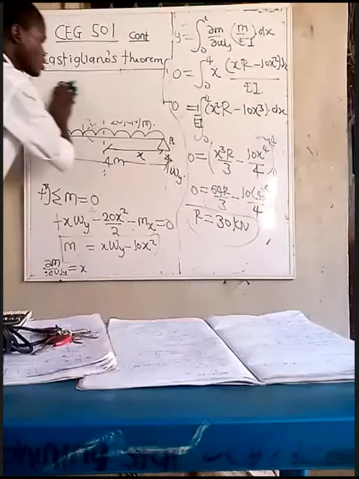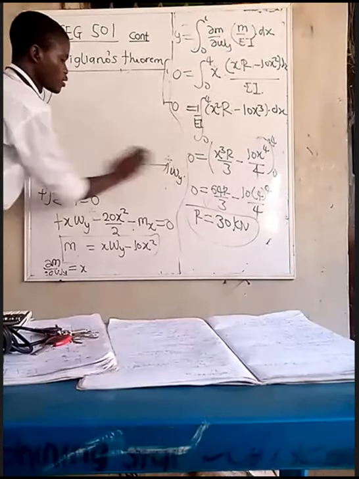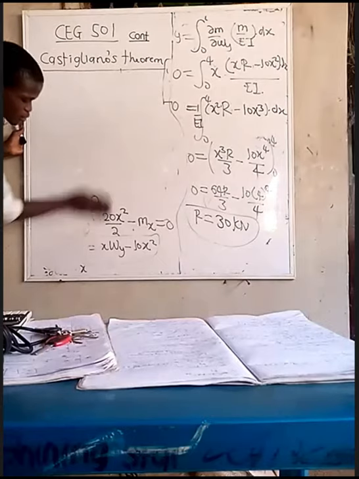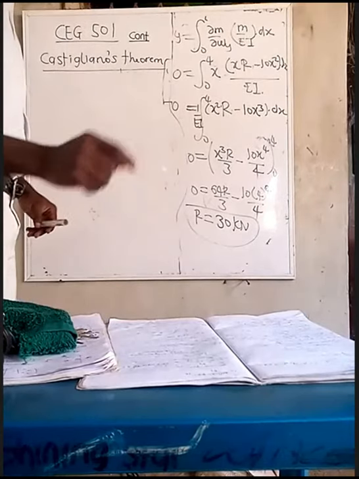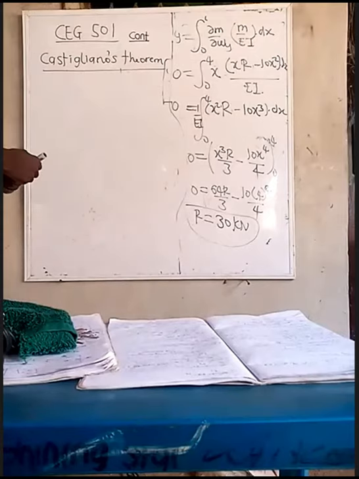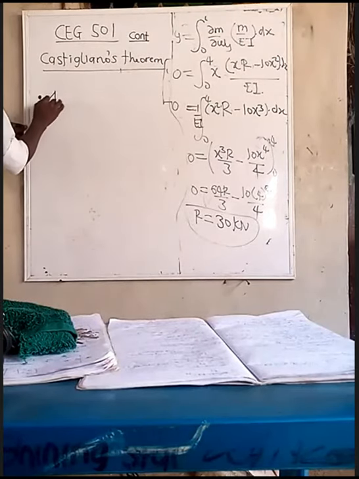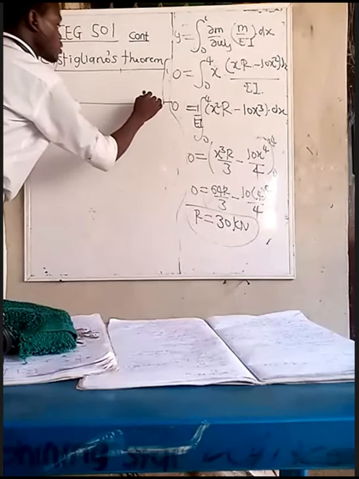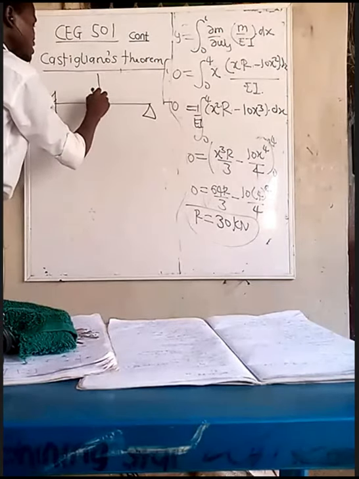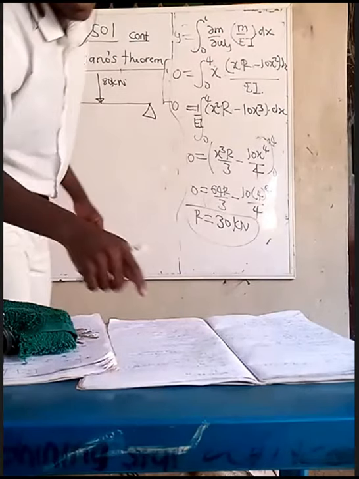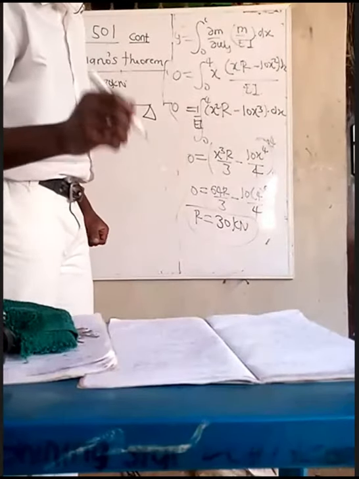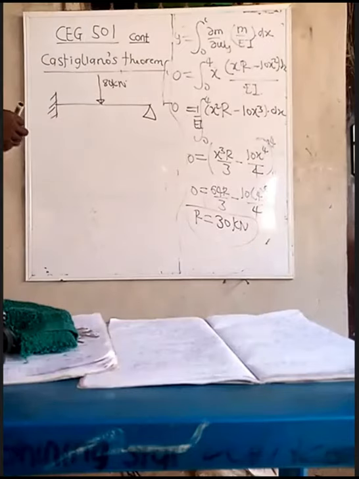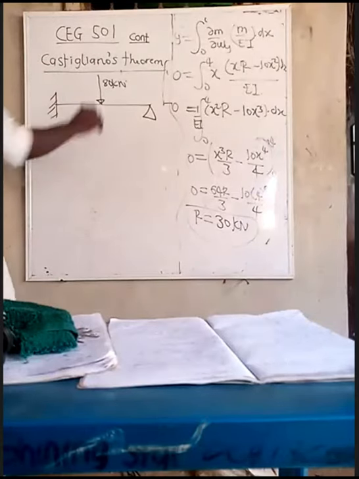Oh, thank God. So let's move on to part two of the question. It says let us replace the UDL with a point load acting at the middle of the beam. This is the beam; we have a point load of 80 kilonewtons. Compute R if the UDL is replaced with a point load of 80 kilonewtons at the center. Like I said earlier, we are going to find two moments.